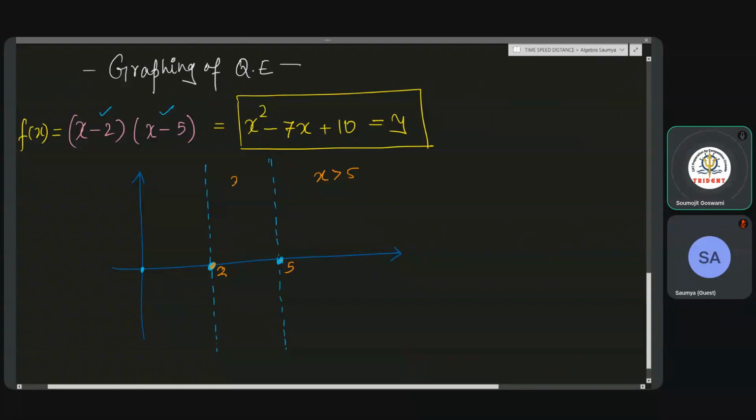So how do we write that? We write it like this. X lies between 2 to 5. So this is how we write it, and this is how we speak it. X lies between 2 and 5. This is how we read it.